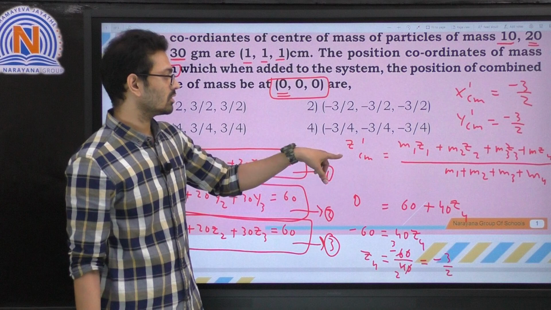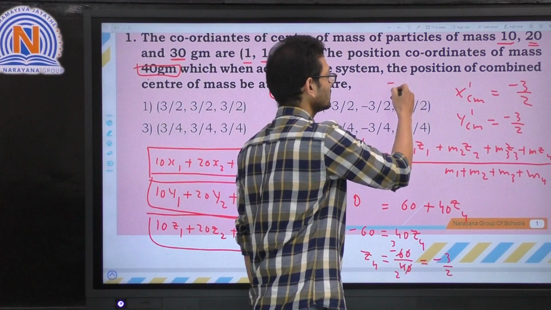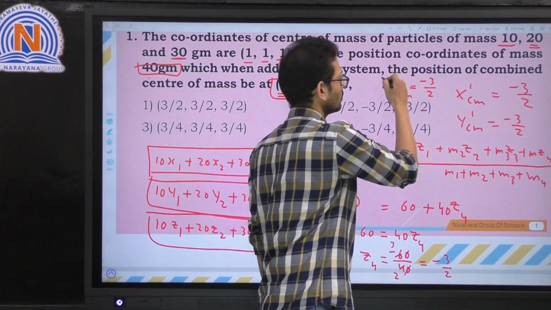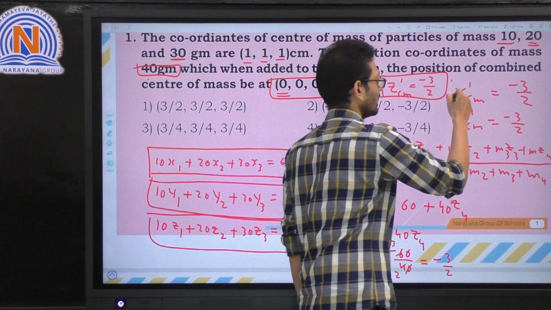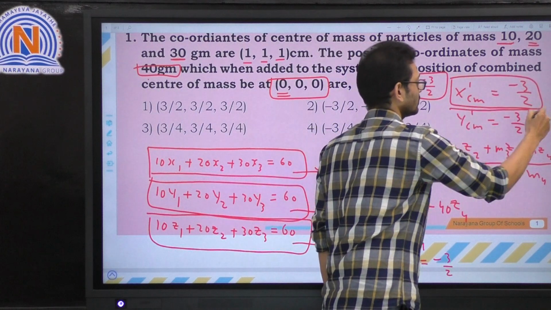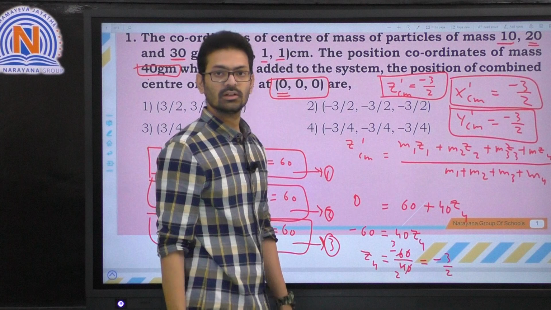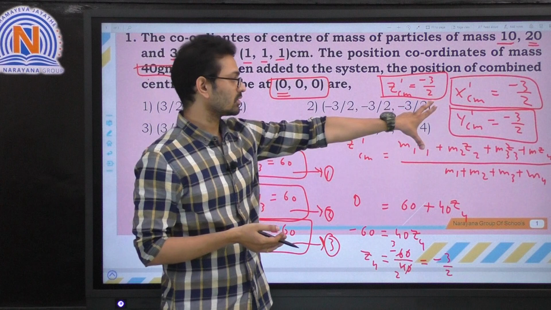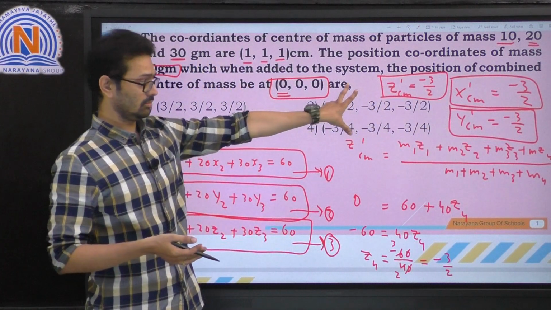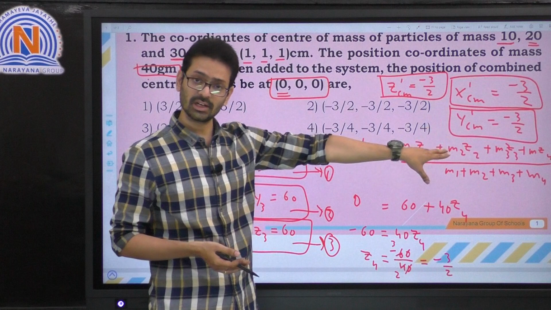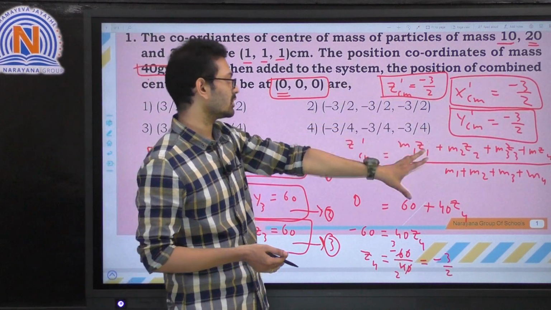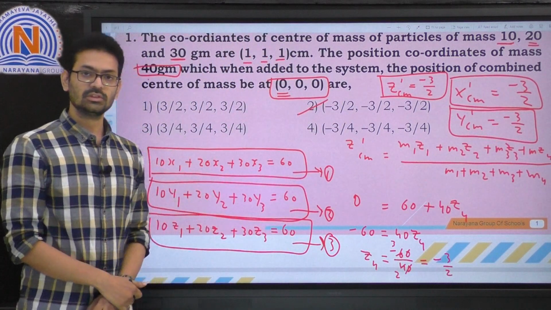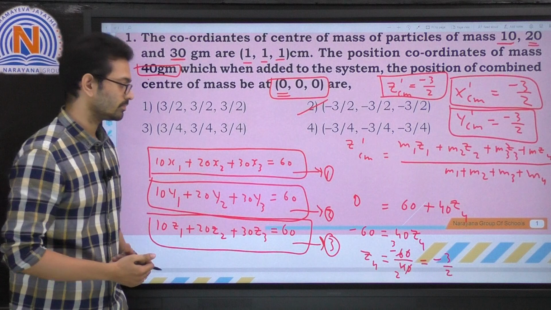So let us substitute that value. You got z center of mass dash is equal to minus 3 by 2. So z is over, x is over, y is over, right? Now you got all these values. If you try to figure out x dash, y dash and z dash, it is minus 3 by 2 comma minus 3 by 2 comma minus 3 by 2. Which option is it? It is option number 2, right? Hope this is helpful for you. Let us go with the next question.